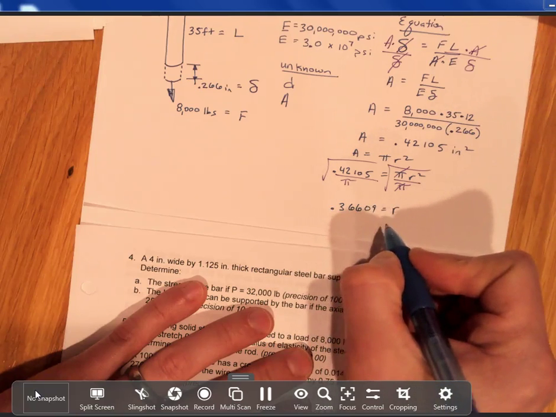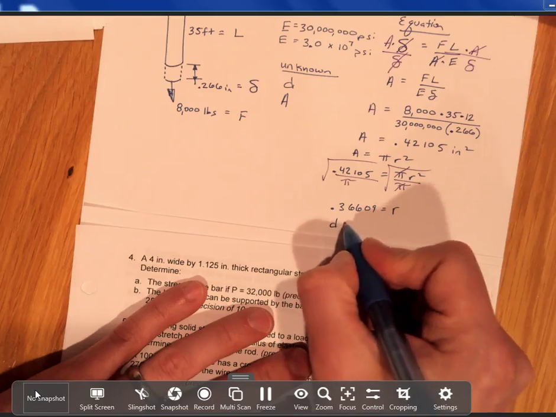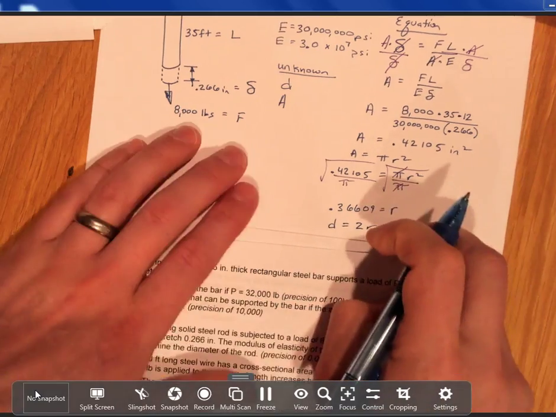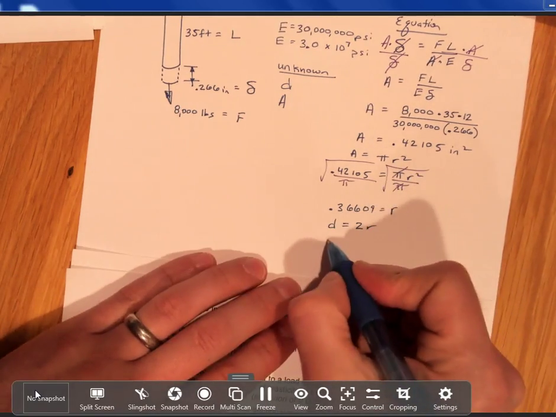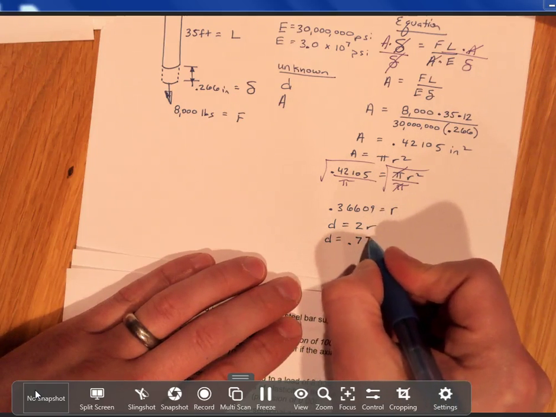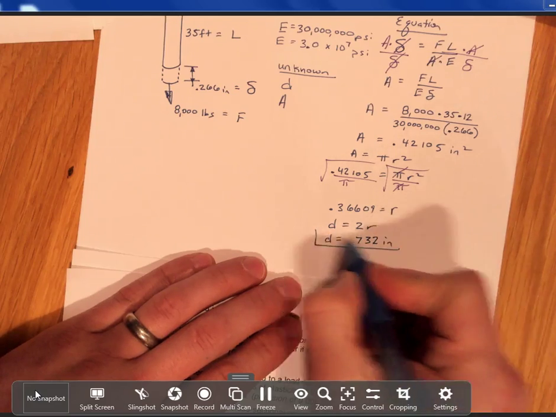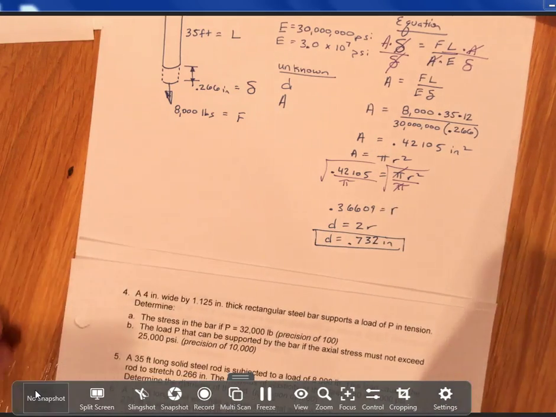At the very end, they ask for a diameter. A diameter is simply double the radius. So if you double the radius, we find out that our diameter is 0.732 inches. There we go. And that is what they asked for in number 5.